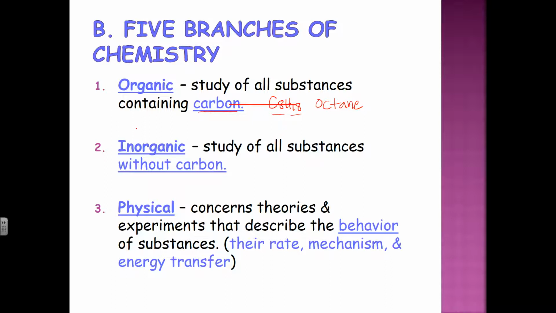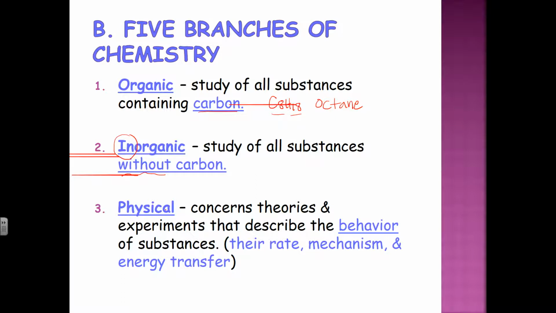The second branch of chemistry is known as inorganic chemistry. Thinking a little bit about word meanings and word origins, the prefix in- means without or against. So inorganic chemists study substances that are without or that do not contain carbon. So organic chemists study substances that do contain carbon, while inorganic chemists study substances that do not contain carbon.